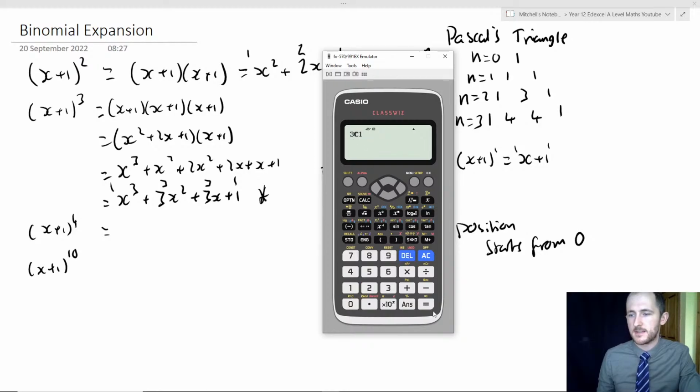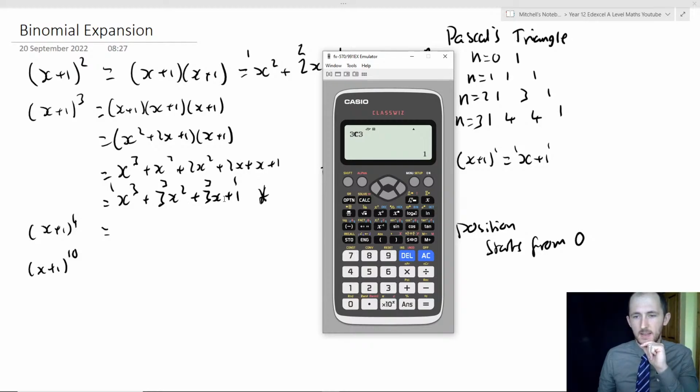I'm looking for the second term. It's 3. Then I look for the third term. It's 3. And the fourth term is 1. 1, 3, 3, 1, which is exactly what we get here. So now, all I need to do is change the power of x.